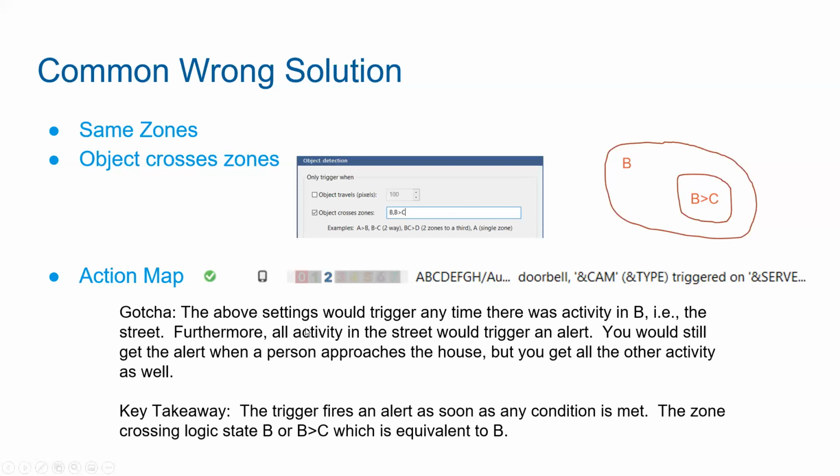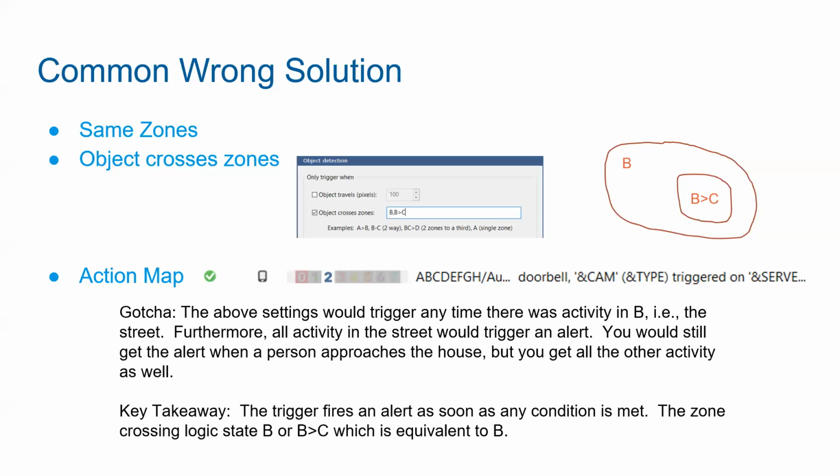So that's the gotcha. The above settings would trigger anytime there was activity in B, i.e. the street. Furthermore, all activity in the street would trigger an alert. You will still get the alert when a person approaches the house, but you get all the other activity as well, which is exactly what you don't want. So the key takeaway: the trigger fires an alert as soon as any condition is met. The zone crossing logic, state B or B to C, is equivalent to just B. Is there activity on B? That's the gotcha, that's the key takeaway, and that's why the wait is so important.